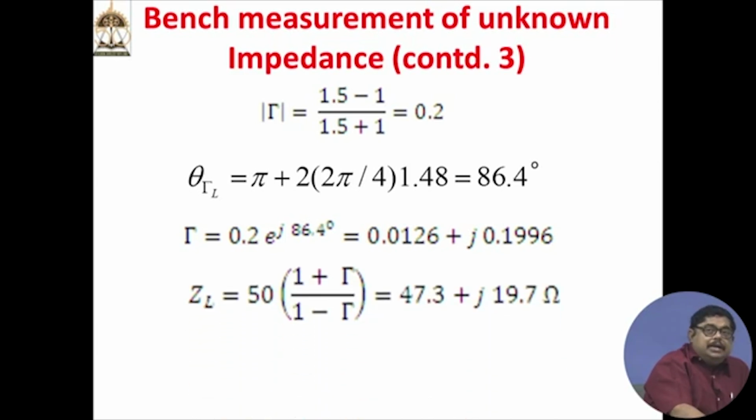Now, the reflection coefficient is related to ZL. This is the basic relation of the Smith chart. So, this is always true. So, what is the corresponding ZL? This is this. So, you can find out the unknown value of the impedance.